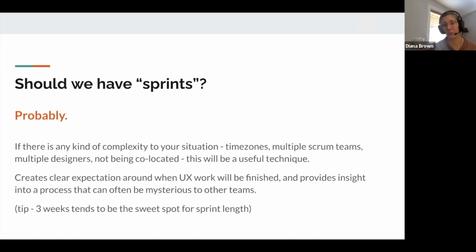But you have to decide this for yourself. I find that the more complexity there is, the more important it is to have this structured framework around your work. People will know what to expect and when to expect it.